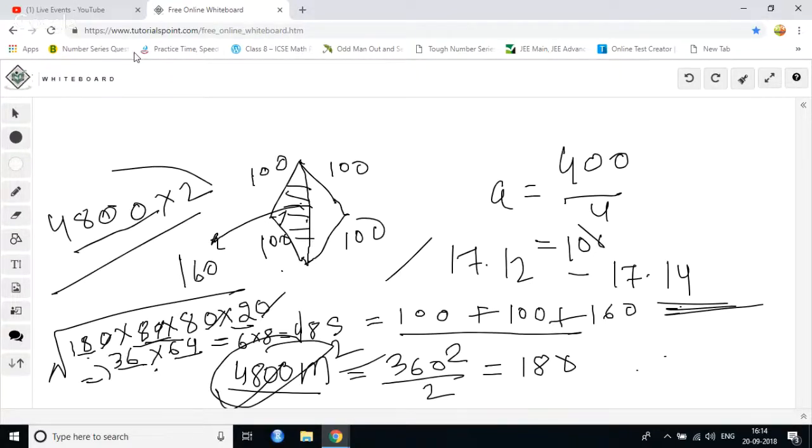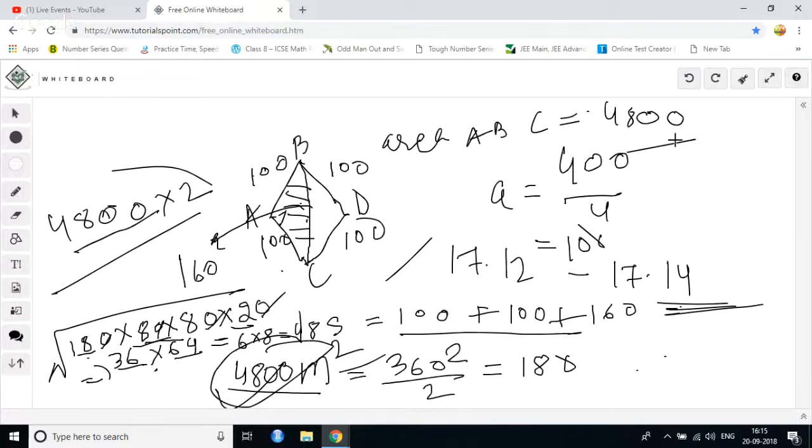The area of half of the rhombus, which is a triangle, let me mark it for you. So the area of triangle ABC is equal to 4,800. So each of them will get 4,800.